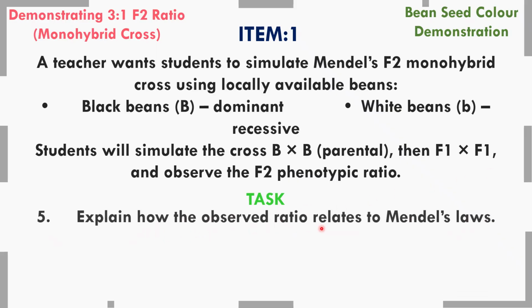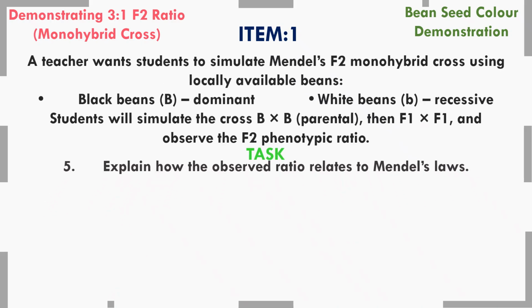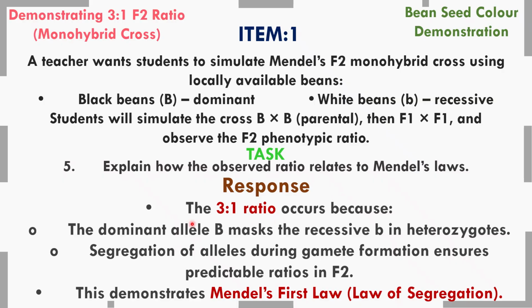Explain how the observed ratio relates to Mendel's law. The 3:1 ratio occurs because the dominant allele, capital B, masks the recessive, small b, in heterozygotes. Segregation of alleles during gamete formation ensures a predictable ratio in F2. This demonstrates Mendel's first law, the law of segregation.